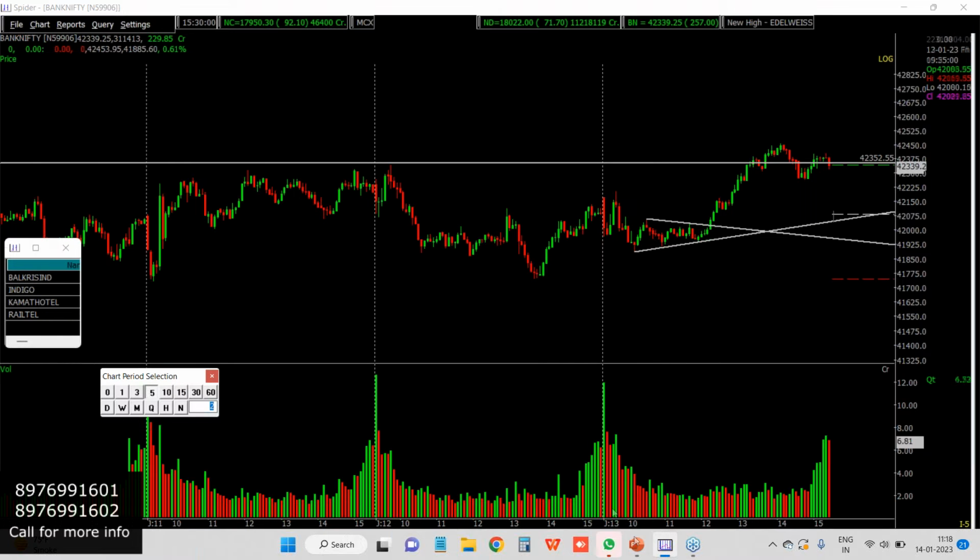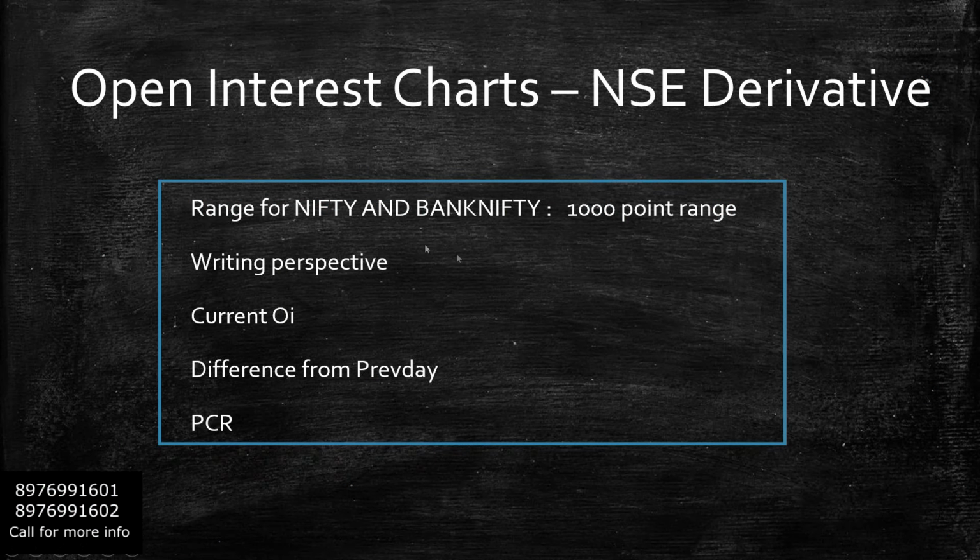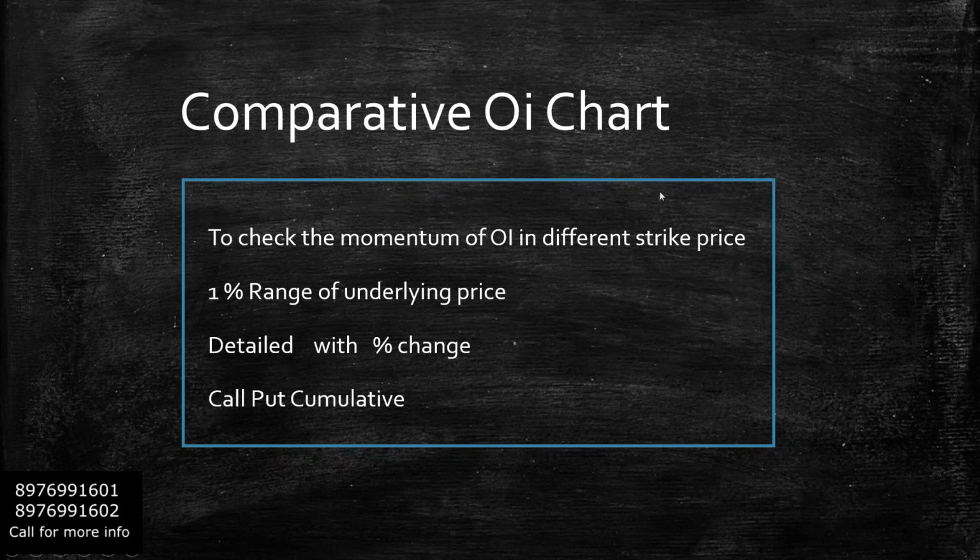Next up, let's go back to the PPT. Yes, so this was the OI chart. We have covered almost everything under the OI chart. Next, the next feature we can check would be the comparative OI chart. What is written over here is to check the momentum of OI in different strike prices. In the comparative OI chart, you can compare different open interest strike prices and their momentum.